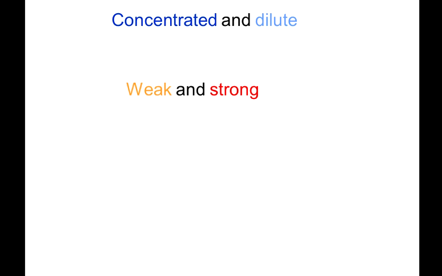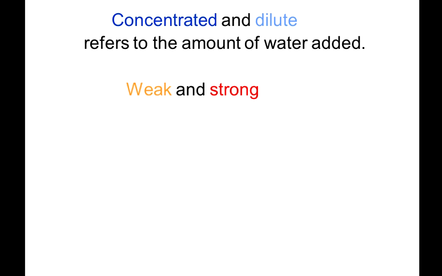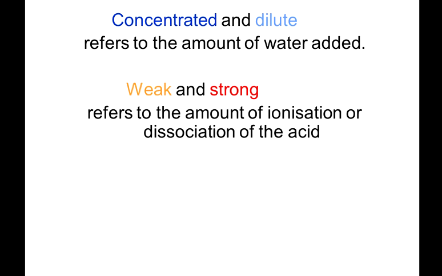This presentation is about the difference between the terms concentrated and dilute and weak and strong. The first two terms are referring to the amount of water, as they are in normal English. A dilute solution is one that has more water. Weak and strong is referring to how many of the molecules break up into ions.